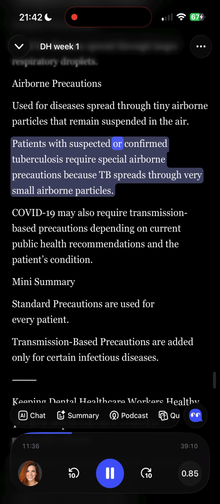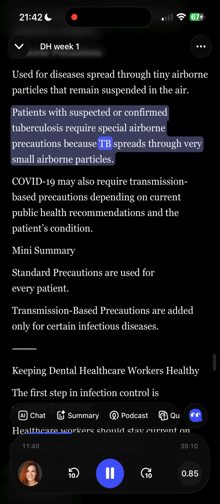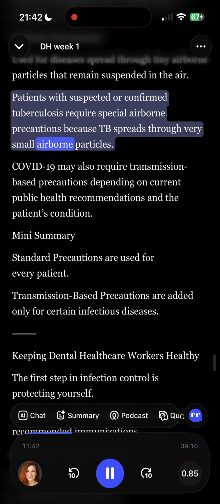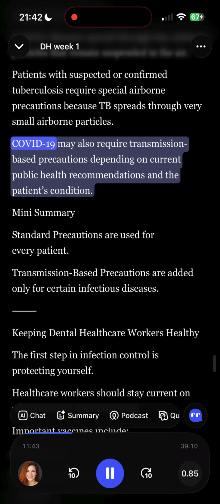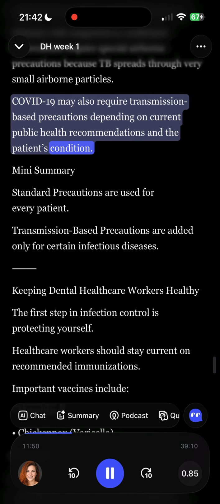Patients with suspected or confirmed tuberculosis require special airborne precautions because TB spreads through very small airborne particles. COVID-19 may also require transmission-based precautions depending on current public health recommendations and the patient's condition.